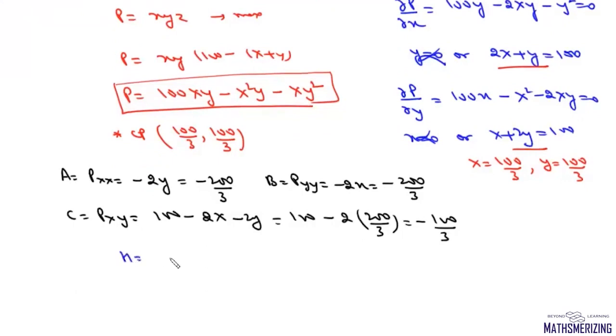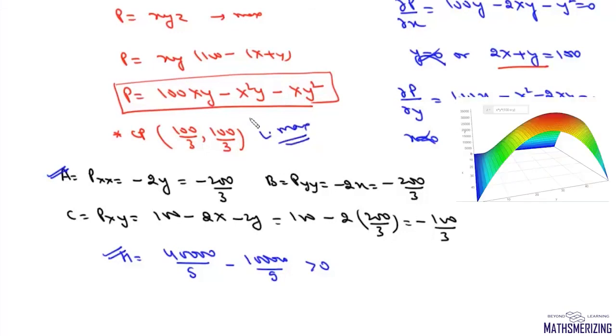Now we'll find the value of h. The value of h will be AB minus, and there will be 40000 upon 9 minus 10000 upon 9, which is greater than 0. So we have this condition where h is greater than 0 and a is less than 0, which simply means this point is a point of local maxima. So the product of these three numbers will be maximum when the value of x is 100 by 3, when the value of y is 100 by 3, and the value of z is also 100 by 3. And that is the answer to this question.